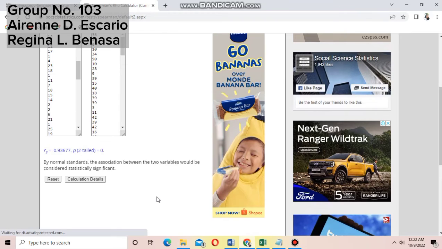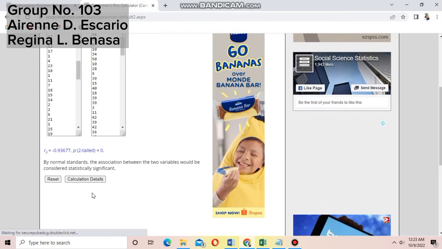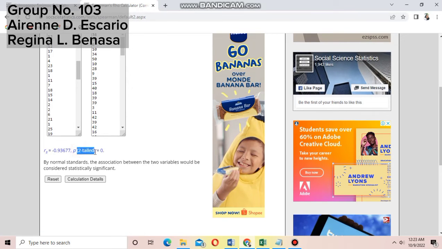So our value for our Spearman rank is negative 0.93677, meaning that the correlation is inverse or reciprocal, which means as one value increases, the other one decreases. The correlation that had been stated is two-tailed. When the number of absences becomes higher, the periodic test score becomes lower. That's what the negative sign correlation means.